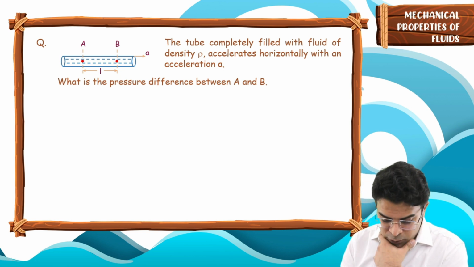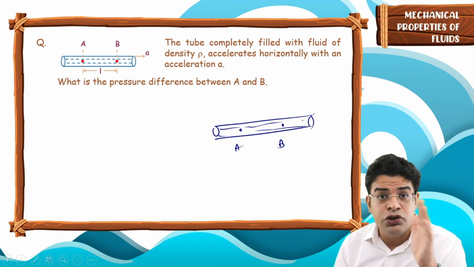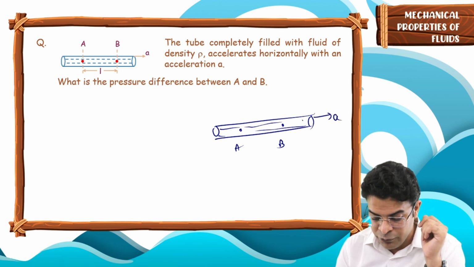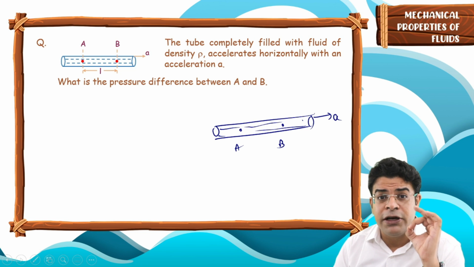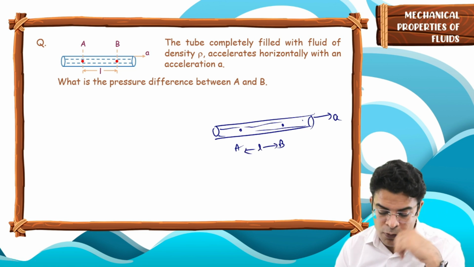So there are two points in this tube. One is point A, one is point B. This tube is completely filled with a fluid, and this tube has a horizontal acceleration A. The question is, at which point is the pressure higher, and what is the pressure difference between these two points?